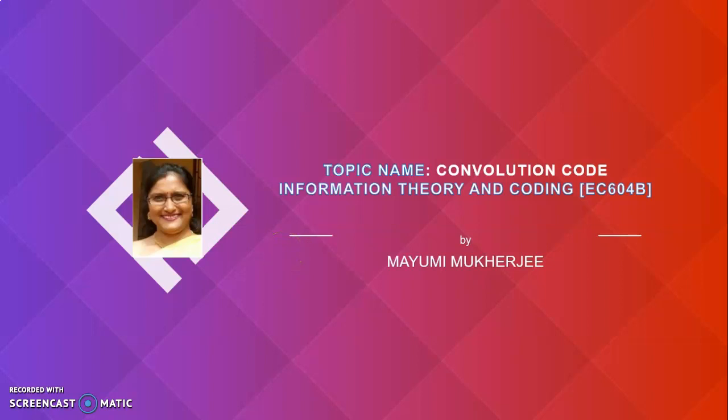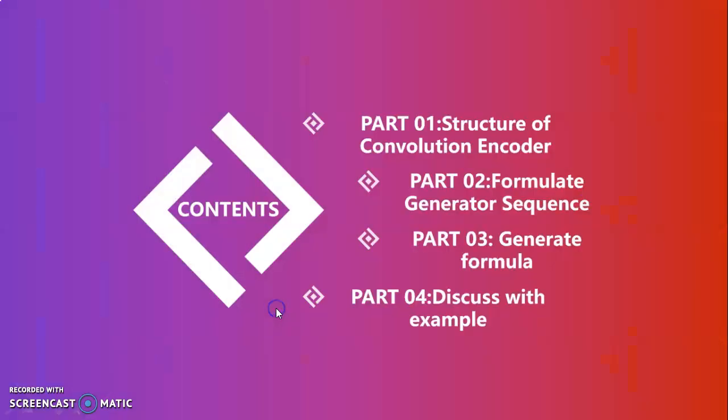Hi students, today I will discuss a special type of convolution encoder. In the following slides, I will tell how that type of encoder will be created. After that, for the encoding process, determine the generator sequence corresponding to the encoder, the required formula used for encoding techniques, and lastly, an example to show that encoding process.